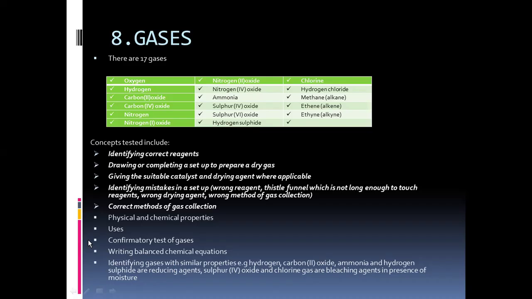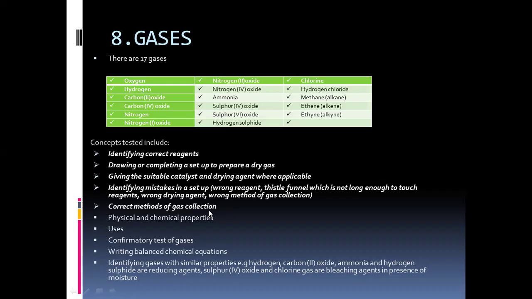I've said you need to know how to complete the setup. Another thing that you need to understand is the correct methods of gas collection. If you meet a question that requires you to collect a gas and you have forgotten, you cannot tell whether we use downward delivery or upward delivery. Just use a syringe. You will score all the marks. Use a syringe. A syringe can collect all the 17 gases that we have.